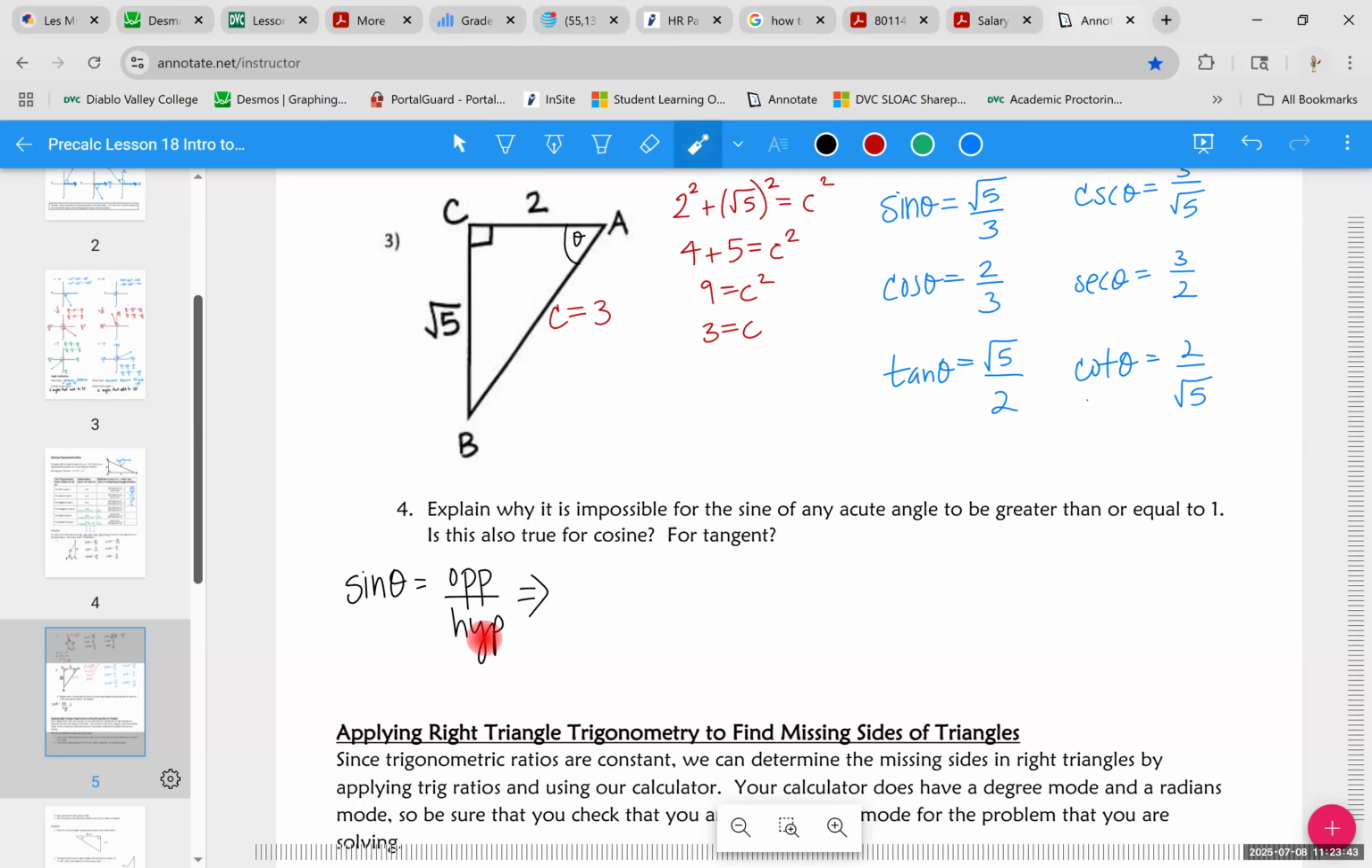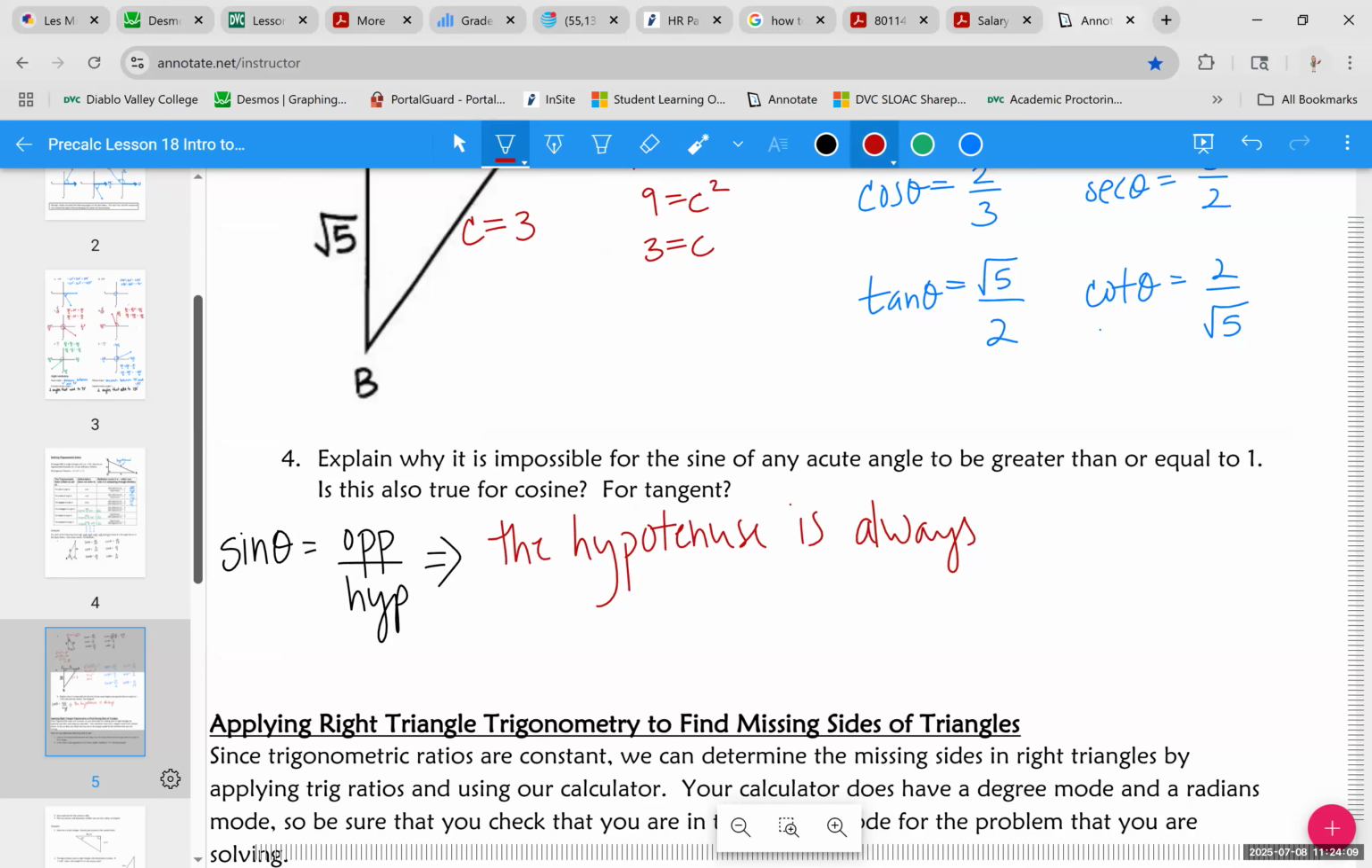Well, what do you know about the hypotenuse of a triangle? It's always the largest side. Can it ever be equal to one of these other sides? It cannot, right? So the hypotenuse is always greater than the opposite. That is the nature of a right triangle. So therefore, when I divide opposite by hypotenuse, it's always going to be less than 1.